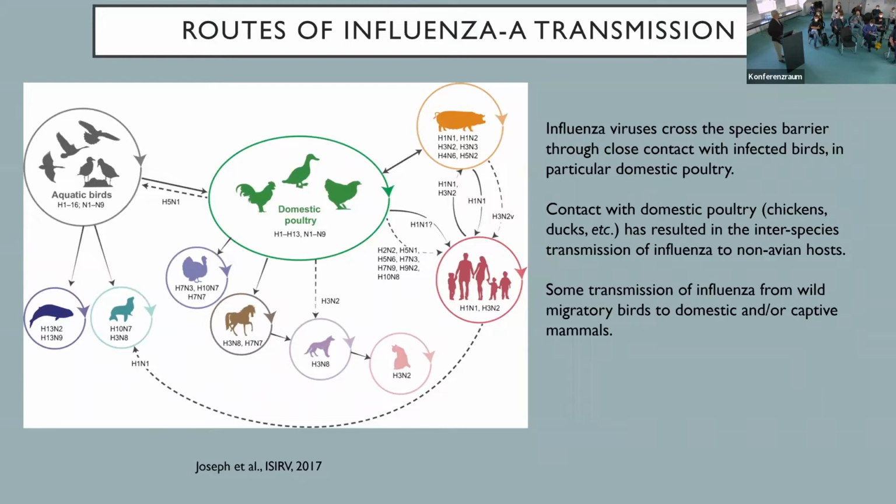Robert Webster at St. Jude was the one who went around the world. I think he's in his 90s now, and he went around the world and collected flu samples from all kinds of organisms, including whales. Anyways, there's also some transmission of influenza from wild migratory birds to domestic or captive mammals as well.